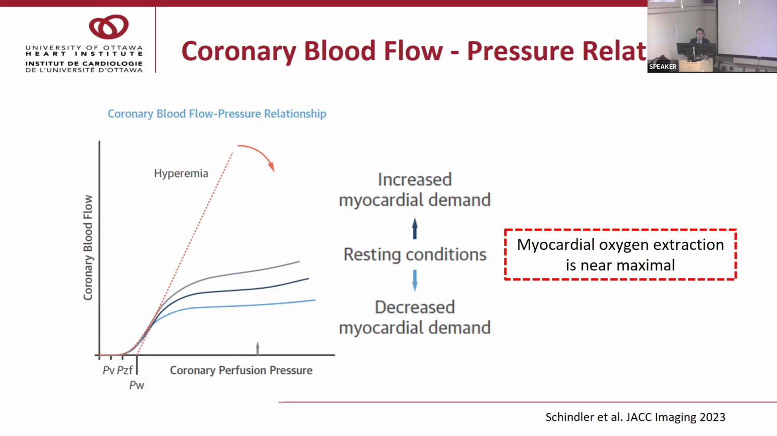Essentially, myocardial oxygen extraction is near maximal under normal conditions. So any increase in oxygen demand must be satisfied by increasing coronary blood flow. This is achieved by vasodilation of the microcirculation, which allows an increase in coronary blood flow up to 5-fold.